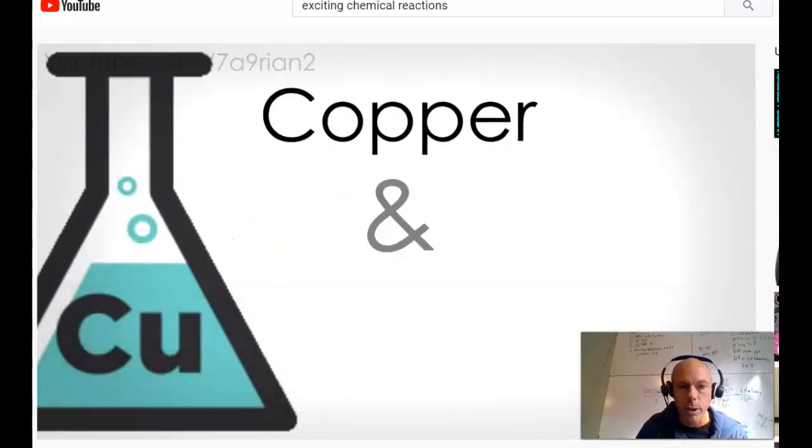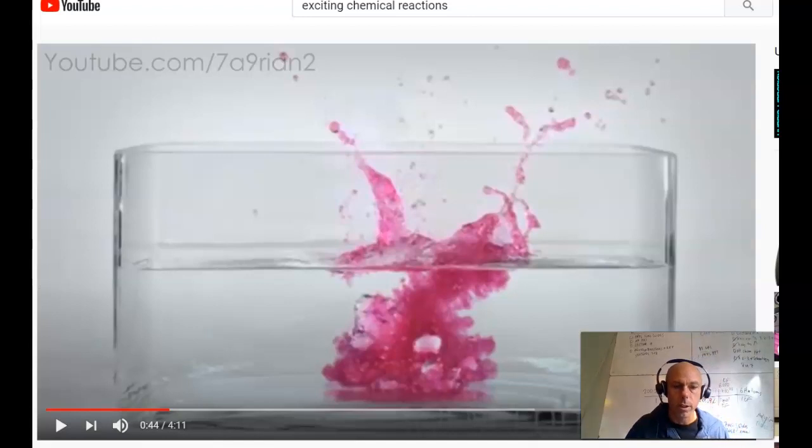It's a highly exothermic reaction. Lots of energy is released from the bonds that form relative to the energy it took to break the bonds, and that's why we see the little explosion there.